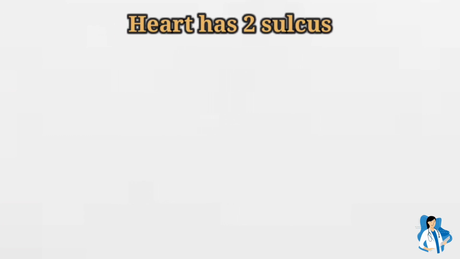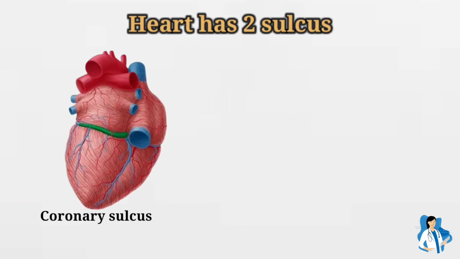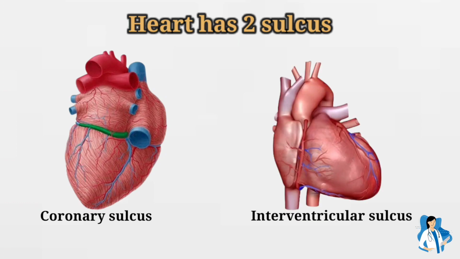The heart has two sulci. Firstly, the coronary sulcus, which continues on the posterior side and separates the right and left atria from the right and left ventricles. Secondly, the anterior interventricular sulcus, which continues posteriorly as the posterior interventricular sulcus and separates the right ventricle and left ventricle externally. Coming to the relations of the heart, there are five relations.